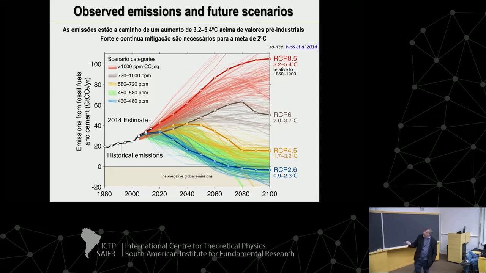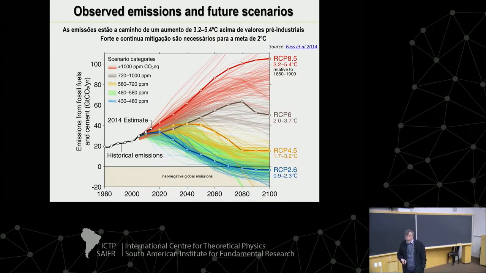Basically, where the emissions will go from here. Right now, we are at 40 gigatons of CO2. Are you going to follow this trajectory here, or are you going to follow this trajectory here? We actually don't know. And the difference is just a factor of 100. So then you see that this is actually the biggest difficulty.